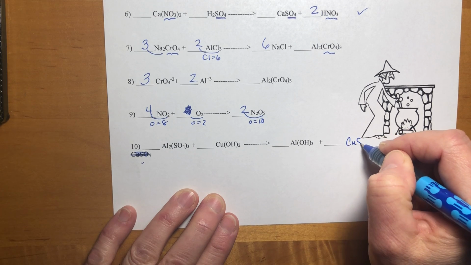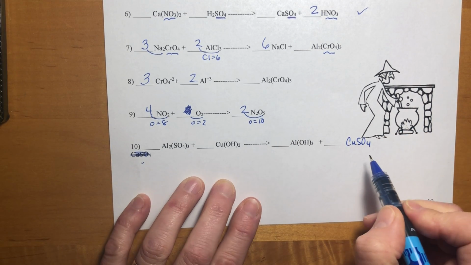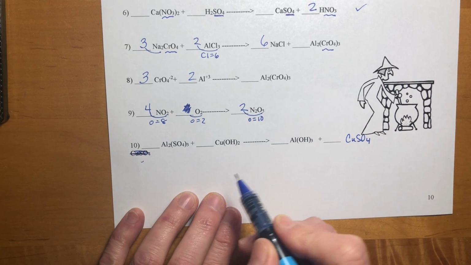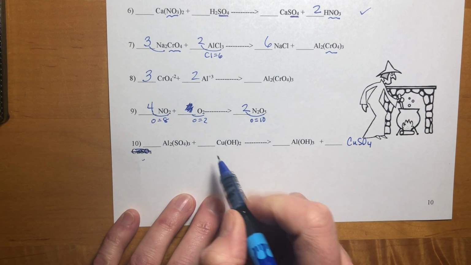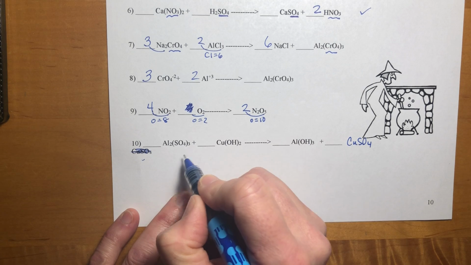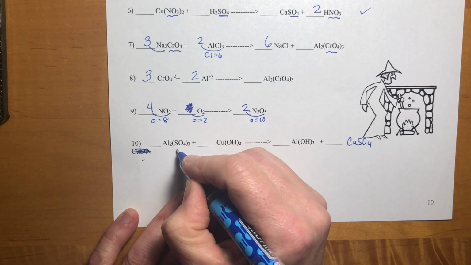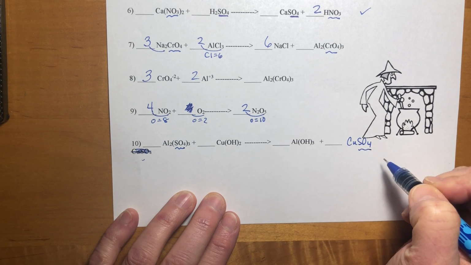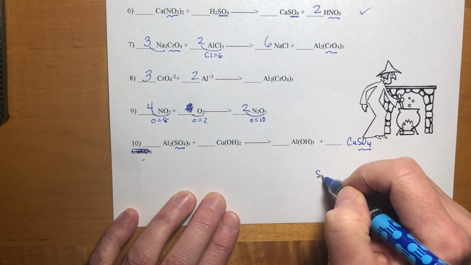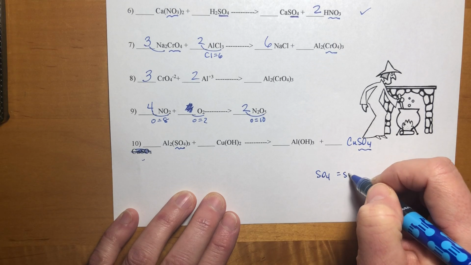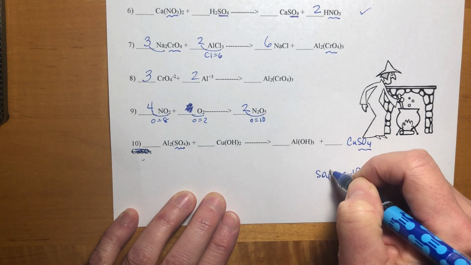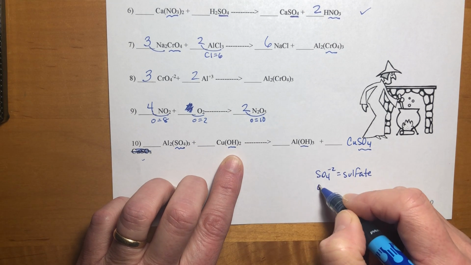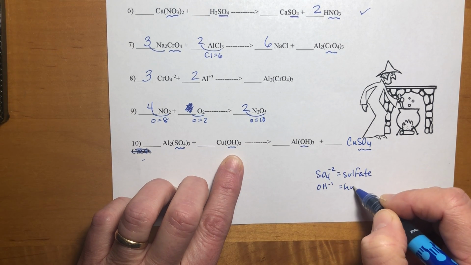Let's bring it up here to make it easier to look at. All right, so let's see. Again, the polyatomic ions stay together, so we can look at it as one unit. So there's 3 sulfates here and only 1 sulfate here. Remember, SO4 is a polyatomic ion called sulfate. It has a -2 charge. And OH is hydroxide, another polyatomic ion.